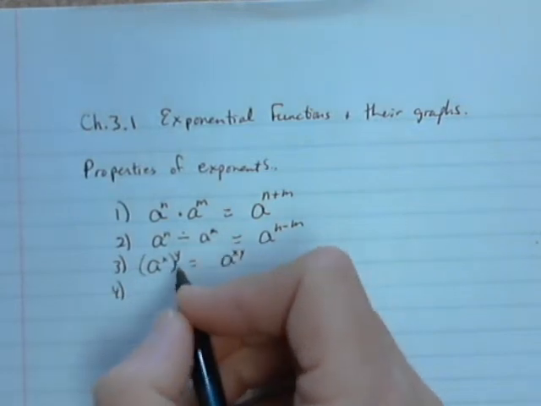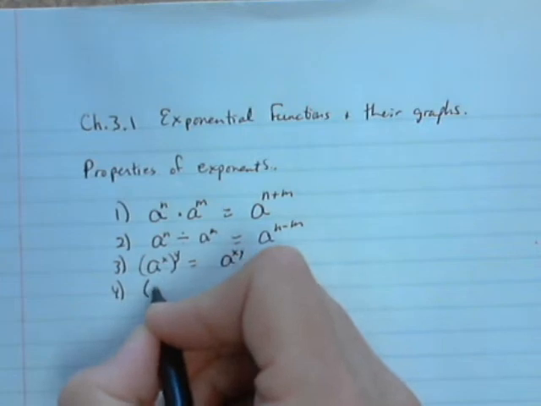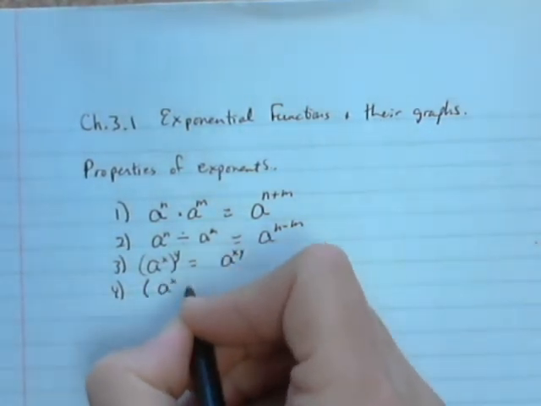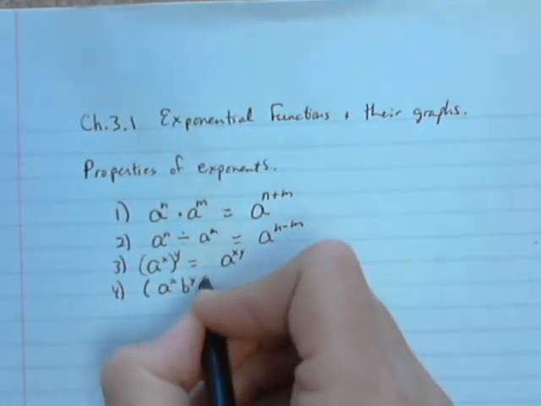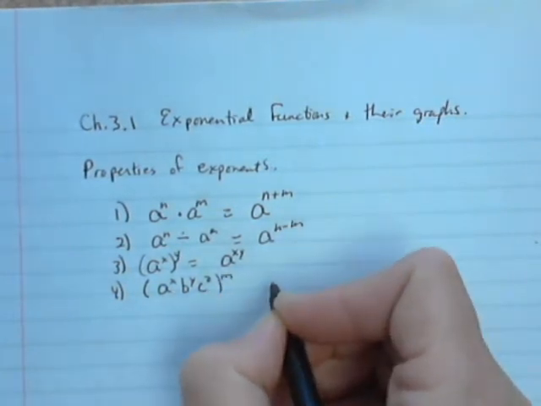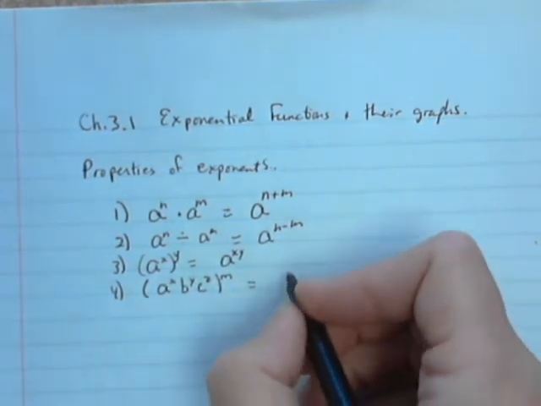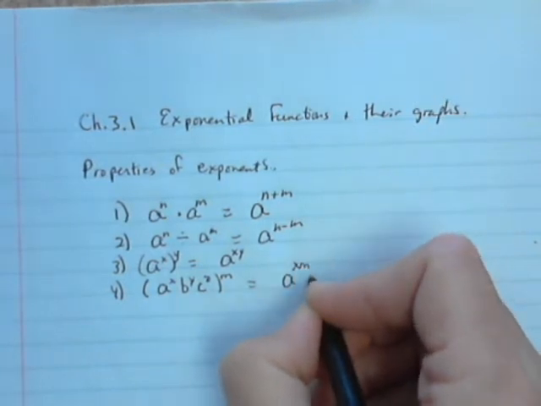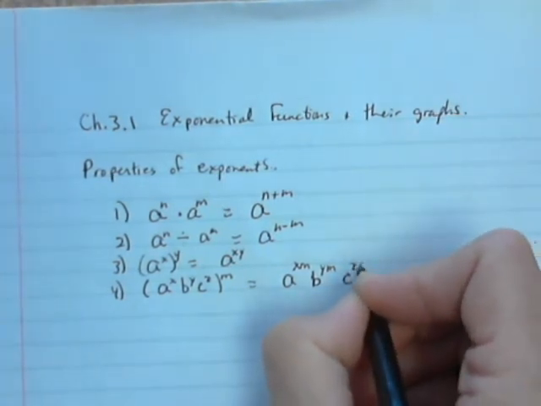And the fourth rule is a combination of a couple of rules. If you have multiple factors raised to a power, say you have a to the x times b to the y times c to the z power, so you have three factors inside parentheses and you want to take it to the m power, you're going to multiply each one of those exponents by m. So that results in a to the xm, b to the ym, c to the zm power.